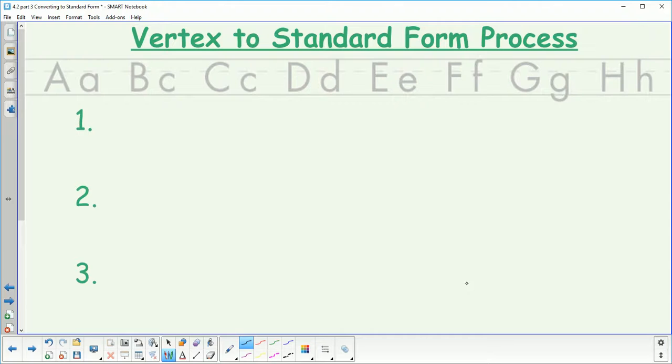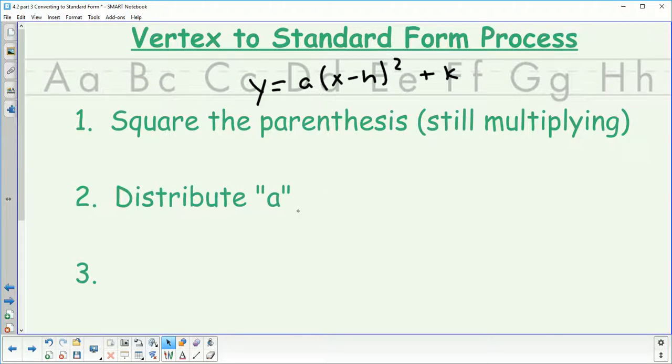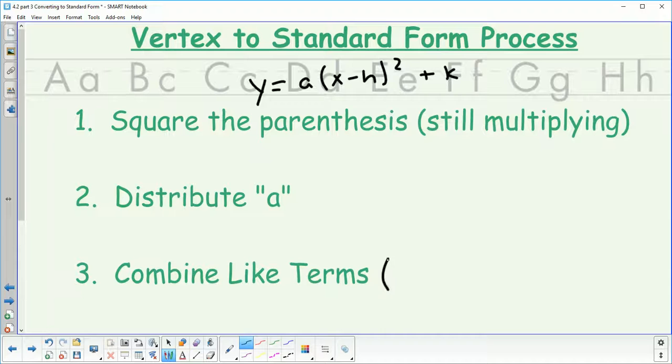The other thing we're going to look at is taking vertex to standard form. So we have three steps for this one. And again, a quick reminder, vertex form, if I use y instead of f of x this time, is a times (x minus h) squared plus k. And so our vertex would be (h, k), where h, remember, hates its sign, it changes, k likes its sign, it keeps it. So first thing you need to do is square the parentheses, and you need to keep in mind this is still multiplying, and I'll explain a little bit on the next slide what that means. Then I'm going to distribute a, and finally I'm going to combine like terms. This combine like terms comes from that plus k part.